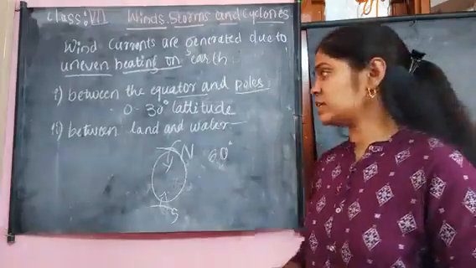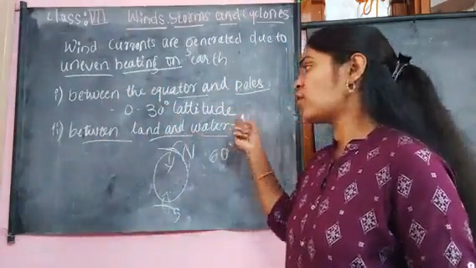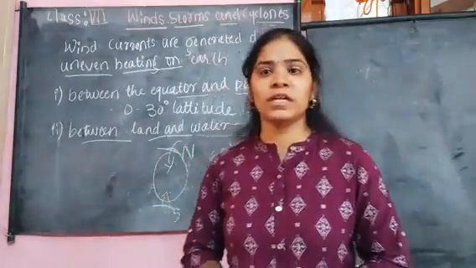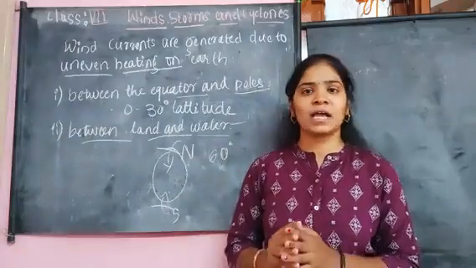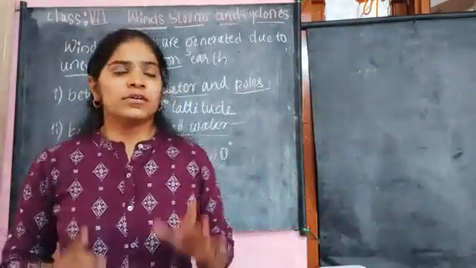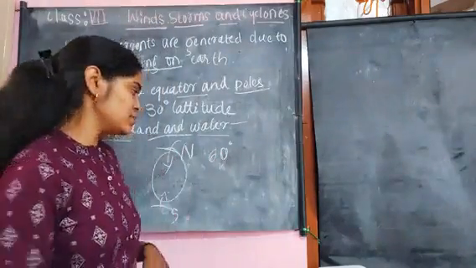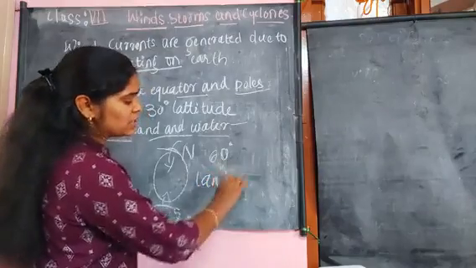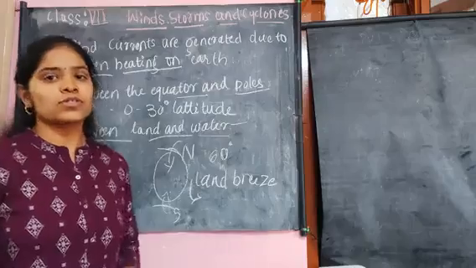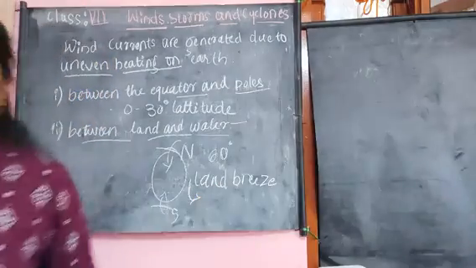So the next one is the temperature, meaning uneven heating between land and water. So how is it going to happen? As you all know, in the 4th chapter, Heat, I told about the land breeze and sea breeze. So what is that land breeze and sea breeze? First tell me, the land breeze occurs at which timing? Means land breeze is going to occur at daytime or at night time. So as you all know, this land breeze occurs at daytime.